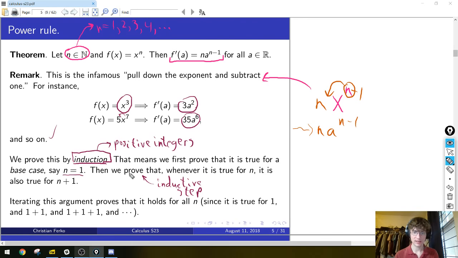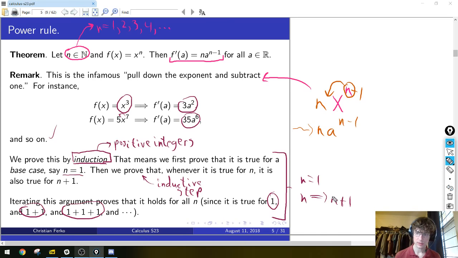I think it's pretty clear that if you do both of these things, you can iterate that argument, and it follows that the statement will be true for all n, since we've proved it's true for n equals 1. And if it's true for n equals 1, it's true for n equals 1 plus 1, which is 2. It's also true for 3, because it's always true for the next one if it's true for the previous one. So that goes for all positive integers. It's kind of like recursion in programming, but backwards, right? You have a base case, and then you show how to build up to all of the other n's from the first one. So this will be our strategy to prove the power rule. We'll prove for n equals 1, and then we'll prove n implies n plus 1.